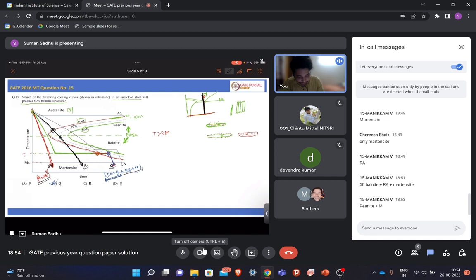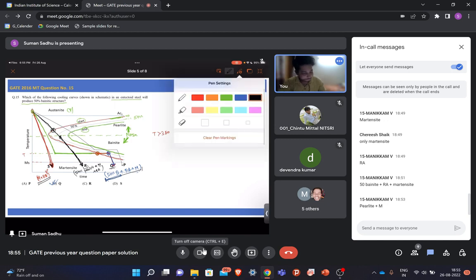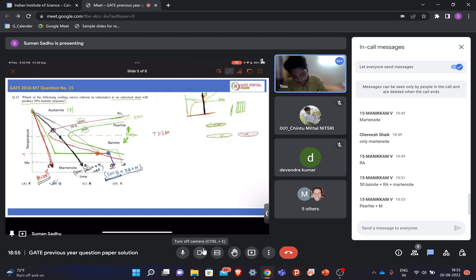So in the final microstructure, we'll get around 50% pearlite plus martensite plus retained austenite. And what will we get if we follow the P curve, P cooling curve?